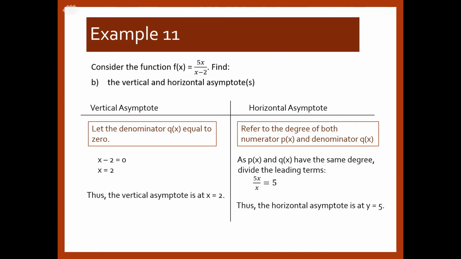To find the horizontal asymptote, refer to the degree of both numerator and denominator. As both numerator and denominator have the same degree, which is 1, divide the leading terms. 5x over x is equal to 5. Therefore, the horizontal asymptote is at y equal to 5.